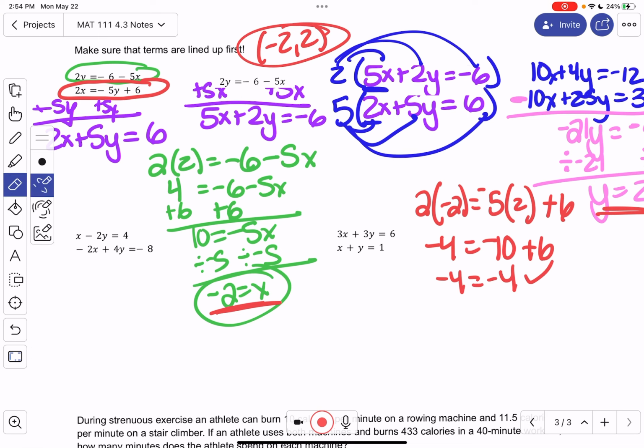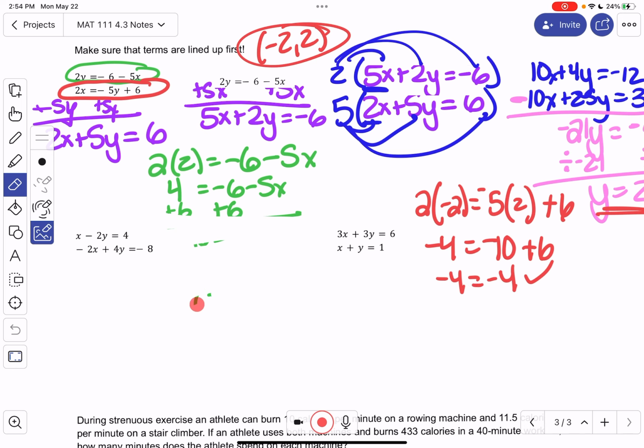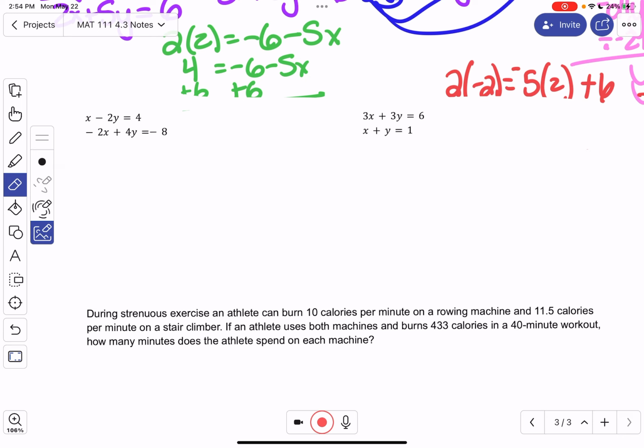Now, if you didn't get something before I erased it, you can always go back in a video. You can get infinite solutions and no solutions, just like we did with substitution and graphing. When you solve these, you're going to get similar things. Either you're going to get something that's always true or something that's never true. So start by doing this first one.